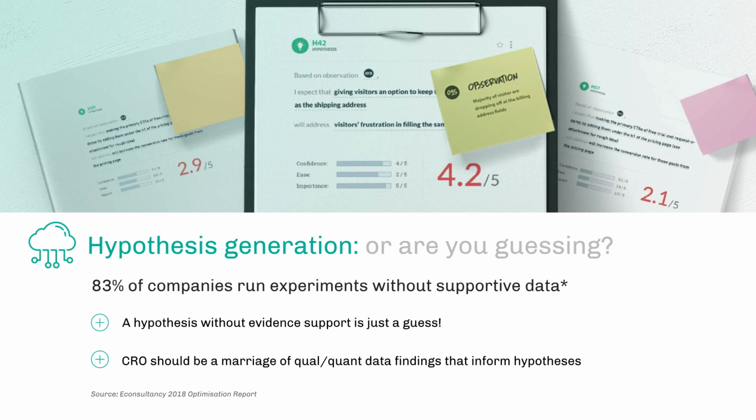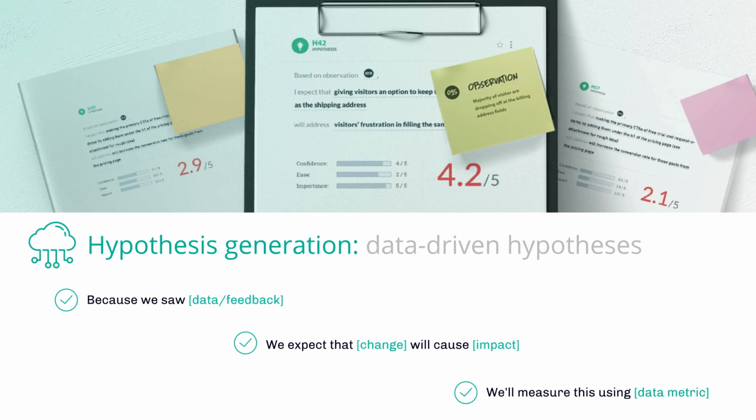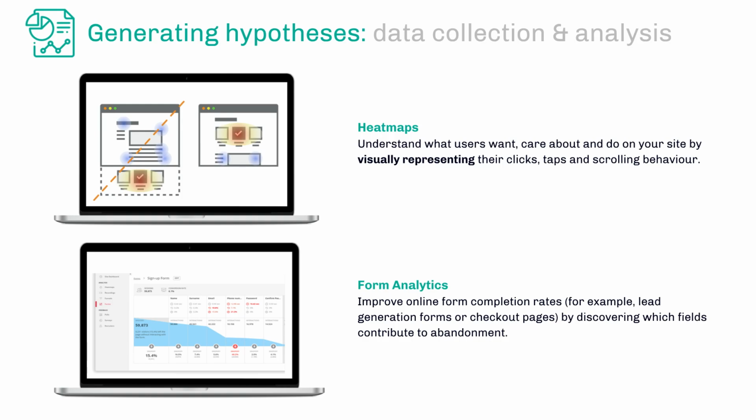Conversion optimization really should be a marriage of the findings from all your data and tools that inform your hypotheses. So what do I mean by a hypothesis? Well, it's fill in the blank time. There's a formula for this. If you follow this convention, you will have an evidence-backed, data-driven hypothesis. Because we saw X data feedback, we expect that Y change will cause Z impact, and we'll measure this using insert data metric here. That is how you form a data-driven hypothesis that will help you launch winning A/B tests. How do you get the data for these hypotheses?